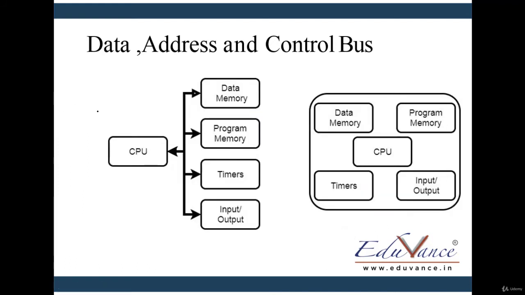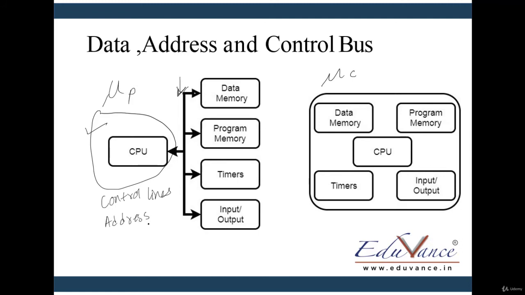Now as we saw, this is a microprocessor and this is a microcontroller. Here you can see these are the control lines. When you talk about the microprocessor, you will only have the CPU. These are the control lines which will be coming out of the CPU. So for that we have control lines, address bus, and data bus.